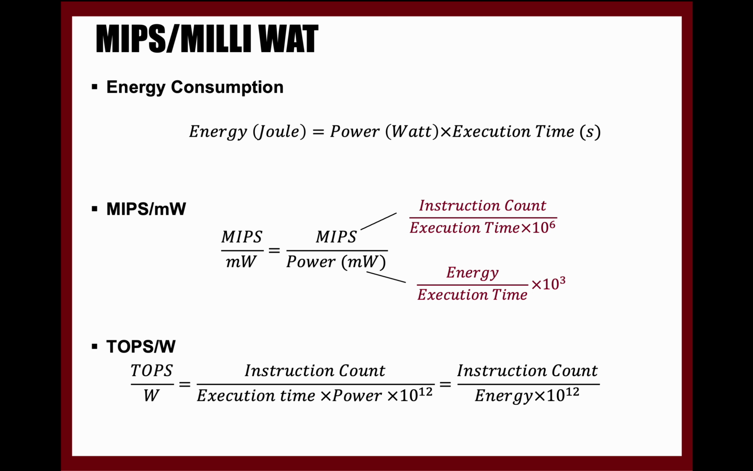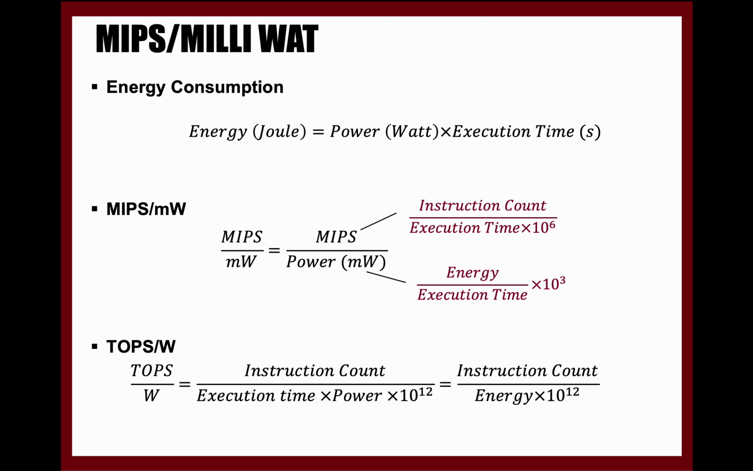Moving on, we have the term MIPS per milliwatt. This represents how many million instructions a processor can execute for every milliwatt of power it consumes. It's a metric that helps us gauge the energy efficiency of a CPU. The formula for this is: MIPS per milliwatt equals instruction count divided by execution time times 10 to the power of 6, divided by power, which equals instruction count by energy, times 10 to the power of 3.